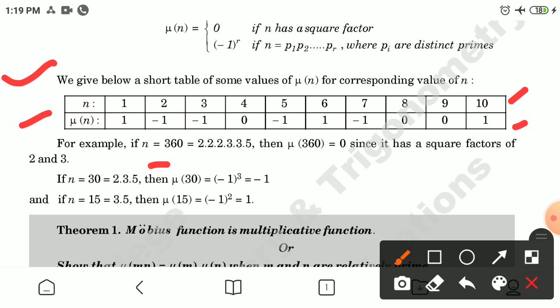For example, if n is equal to 360, the prime factors are 2 into 2 into 2 into 3 into 3 into 5, that is, here 2 has power 3 and 3 has power 2, then mu(360) has value 0 since it has square factors of 2 and 3.